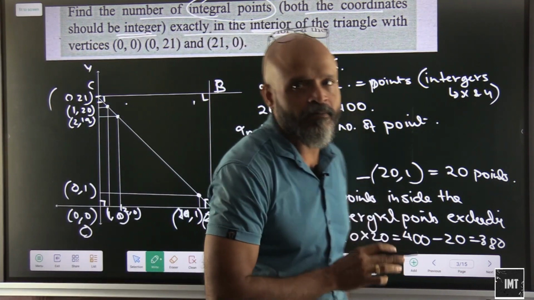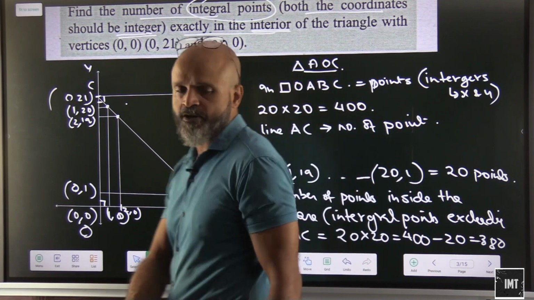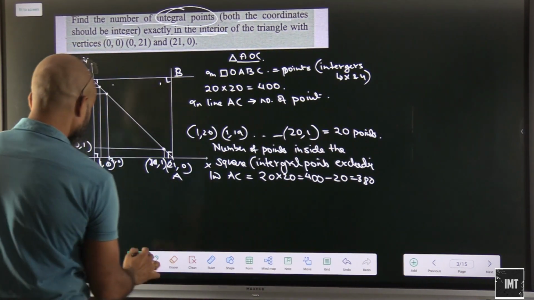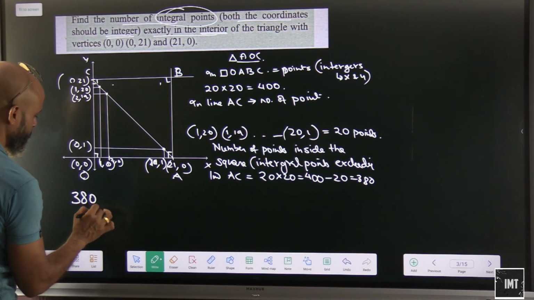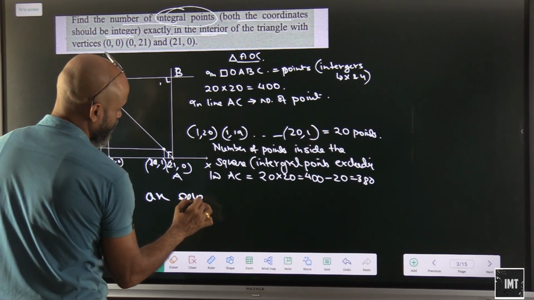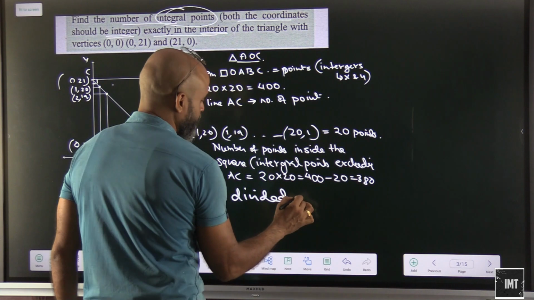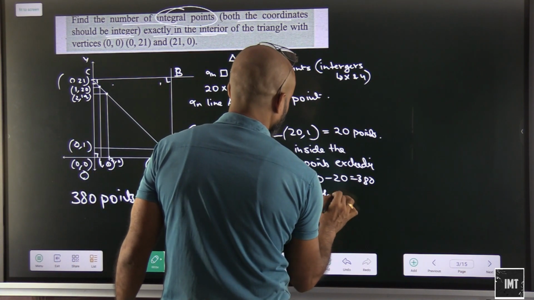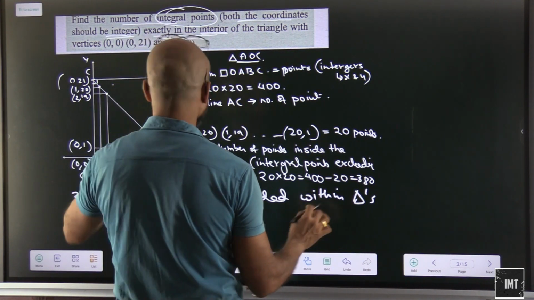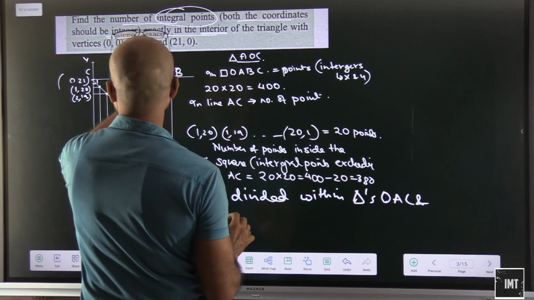Now this 380 in number is equally divided between these two triangles. So 380 points are equally divided within triangles OAC and ABC.